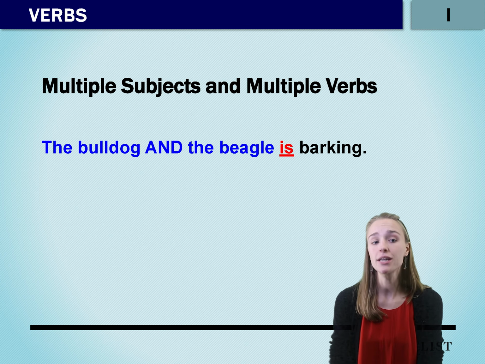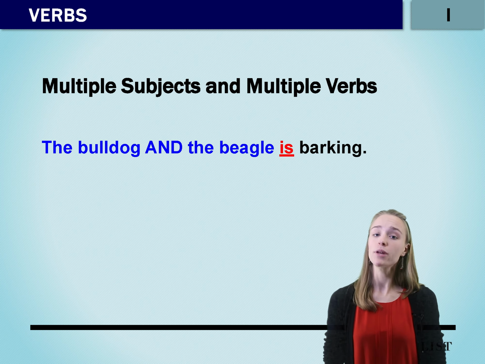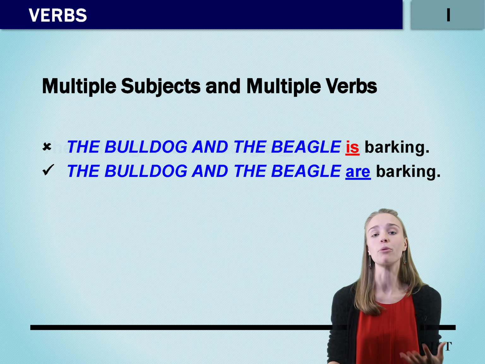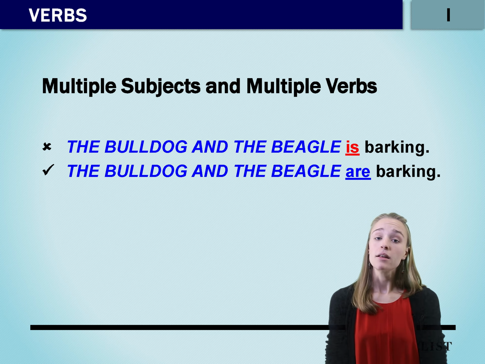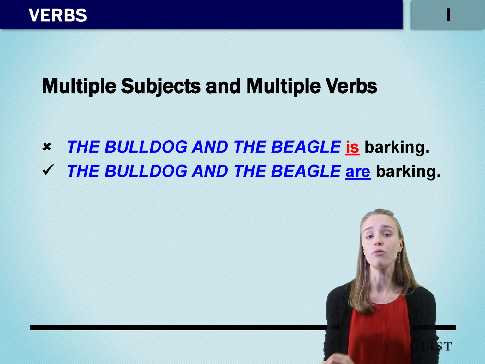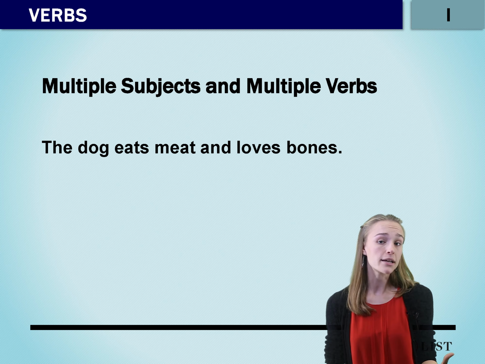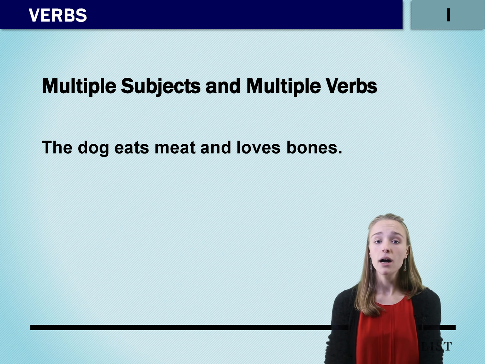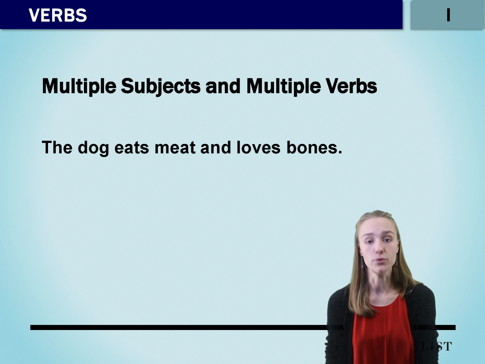In this case, we could not say the bulldog and the beagle is barking. Instead, we would have to say the bulldog and the beagle are barking. We consider them one plural subject. Now, this also happens where we have a singular subject, but multiple verbs. In this case, we need to make sure that the verb still agrees with the subject, but we have one singular subject, the dog, and then we have two separate verbs. We have eats meat and loves bones.